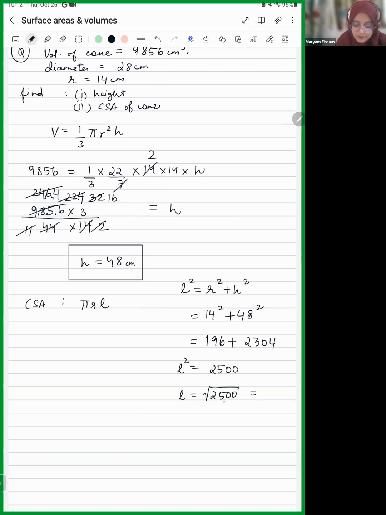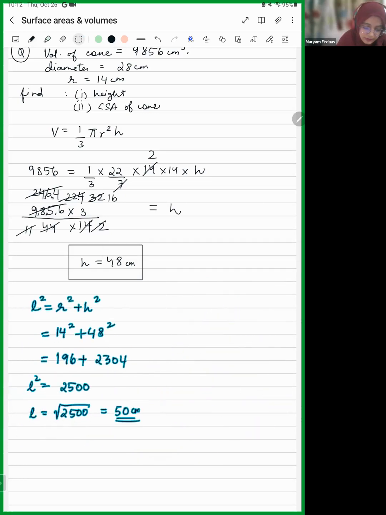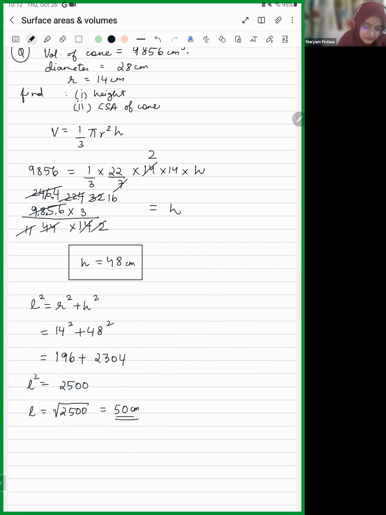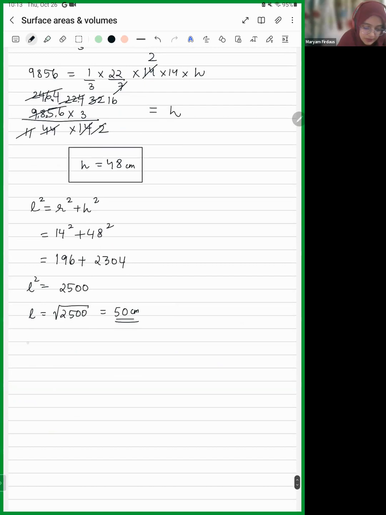50. Yes, very good, 50. So 50 centimeters. So L is 50 centimeters. So we will then find out the CSA. CSA is pi RL. Now you can easily calculate. R is 14 and L is 50.